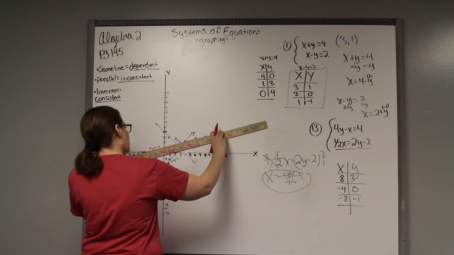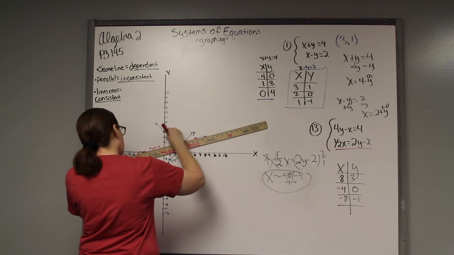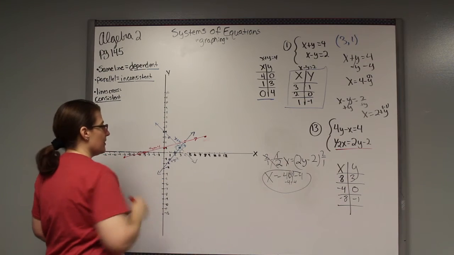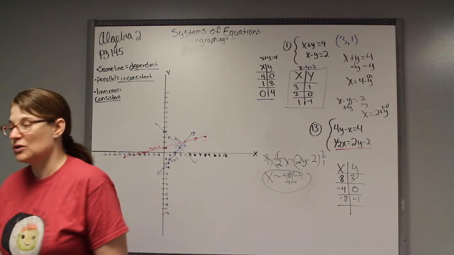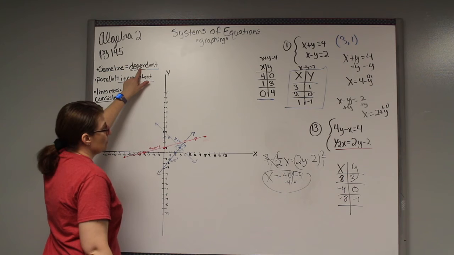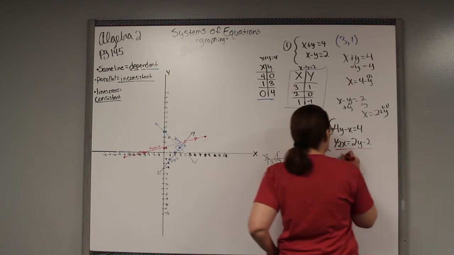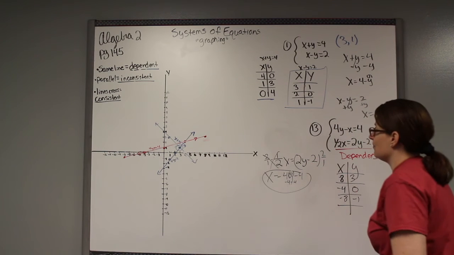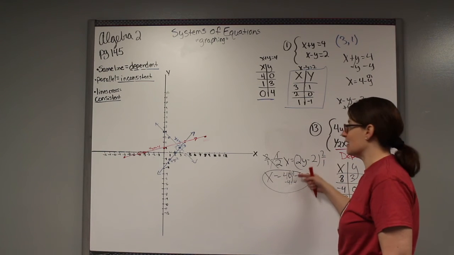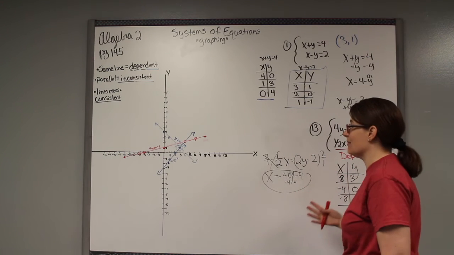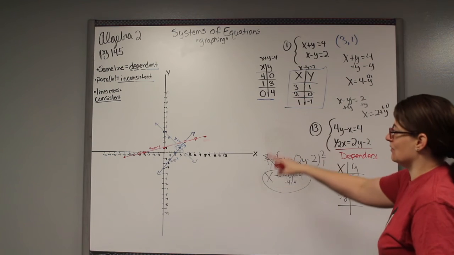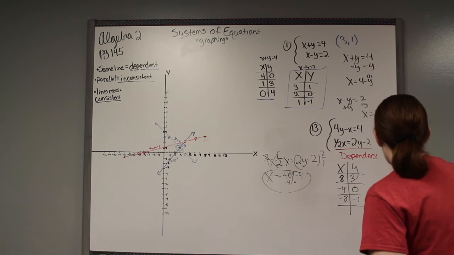So if I connected those lines here the best I can, I'm not perfect, it's going to be on top of that other line that I just picked, which means it's the same line. So I'm going to write dependent for my answer. If that happens and it's the same line, or you end up with the same equation, it's going to be the same line. If it's exact, then you can just go ahead and write dependent after you got one of the lines graphed. No need to write the other one.